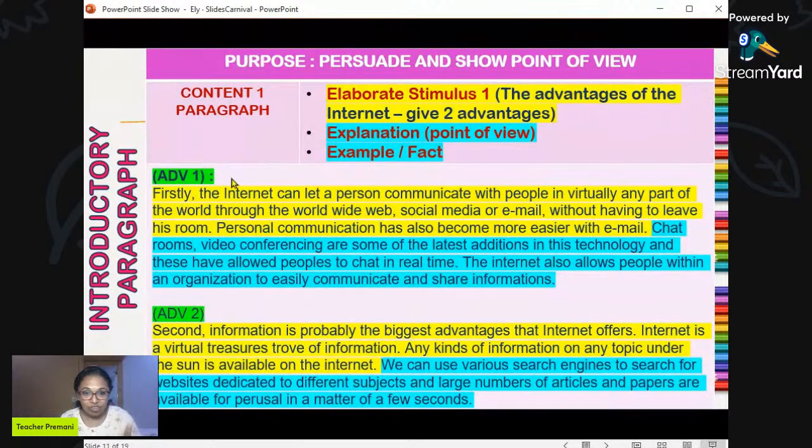Penanda wacana. The internet can let a person communicate with people in virtually any part of the world through the World Wide Web, www, social media or email without having to leave his or her room. Okay, you can put his or her room. Personal communication has also become much easier.